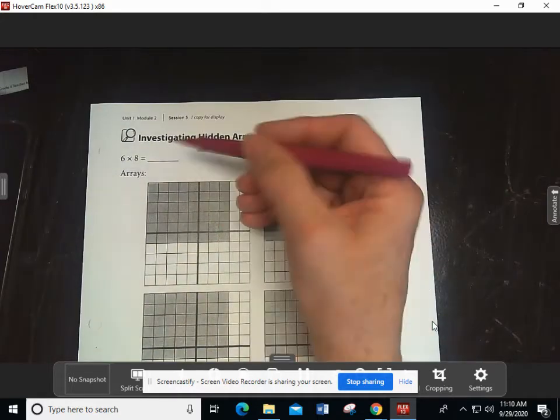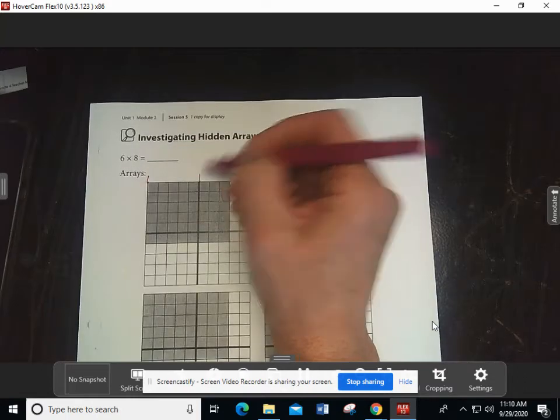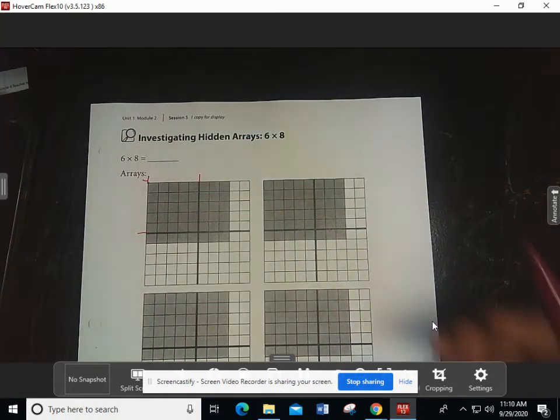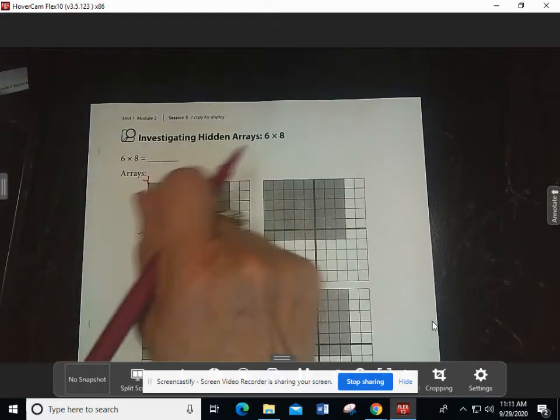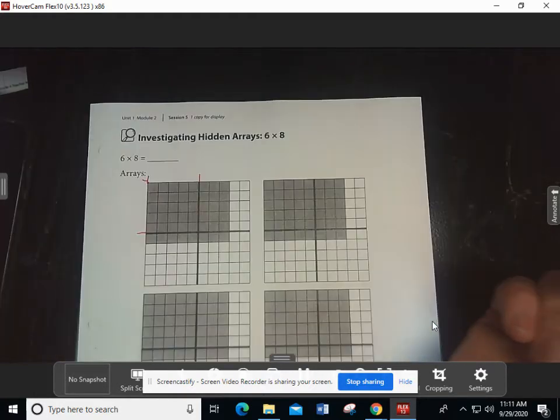It is 6 times 8, but what if we look at just from here to here, or from here to here? How much is that? Kiona? 5. It is 5. So this box right here is 5 times 5.